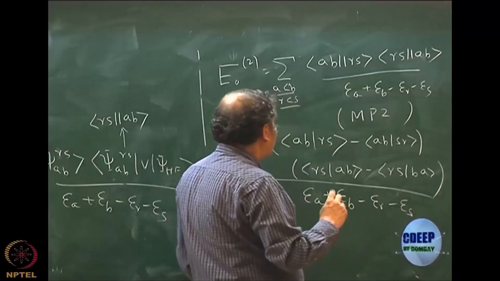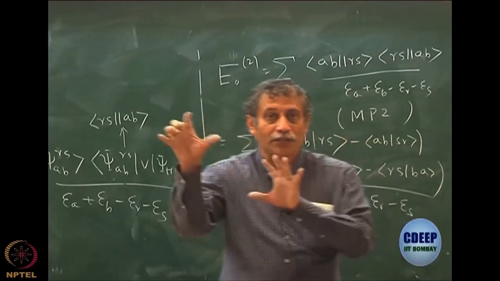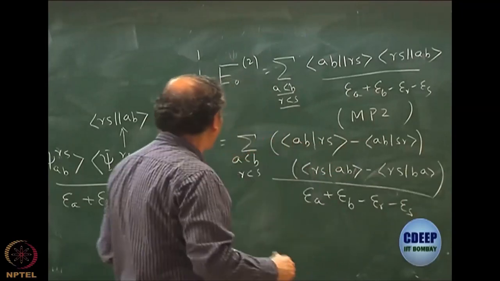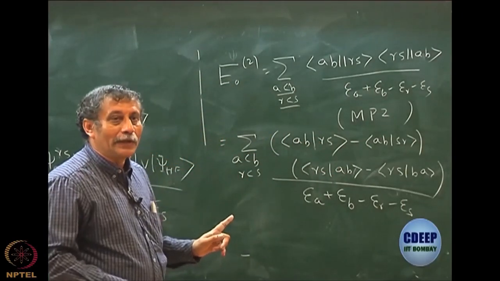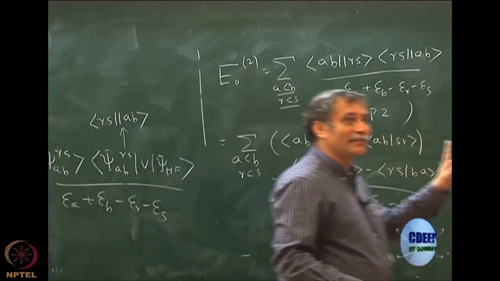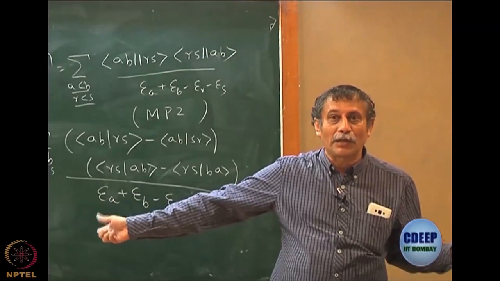Because when you do summation, because of the dummy variable thing, you can do lots of nice things. But before that, you must realize that I have A less than B, R less than S. So you cannot do a dummy variable summation, because your AB is not summed completely, neither is RS summed completely. So you will have a problem.